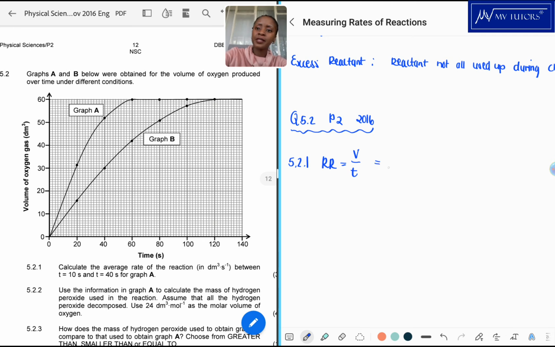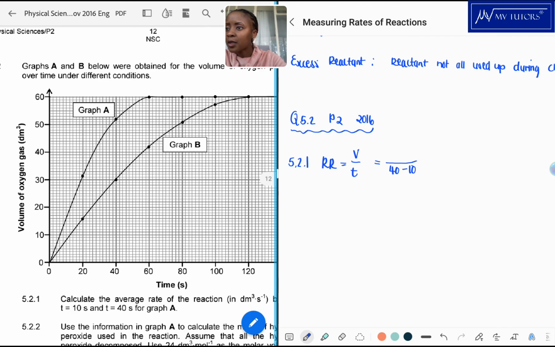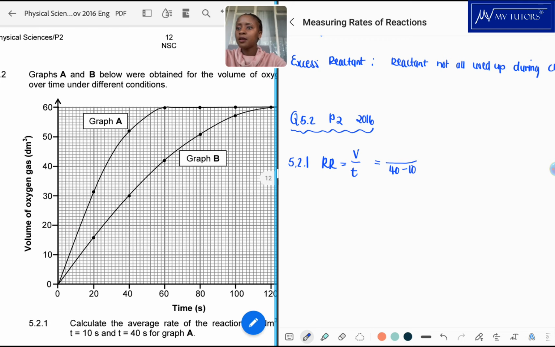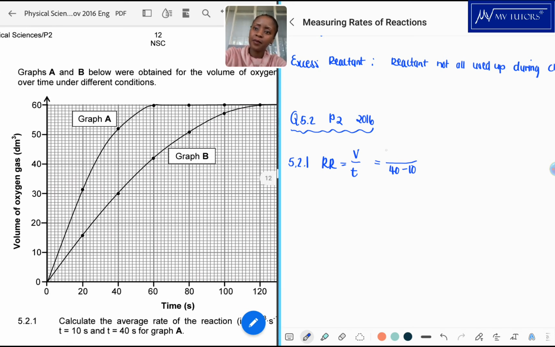So for a time of 40 seconds, we take the biggest subtracted. So now at 40 seconds for graph A, what is the volume? Well, it looks like it is 52. Okay, so yes, it looks like it is 52 for 40. And then for 10, well, where is 10? So 10 is somewhere here.